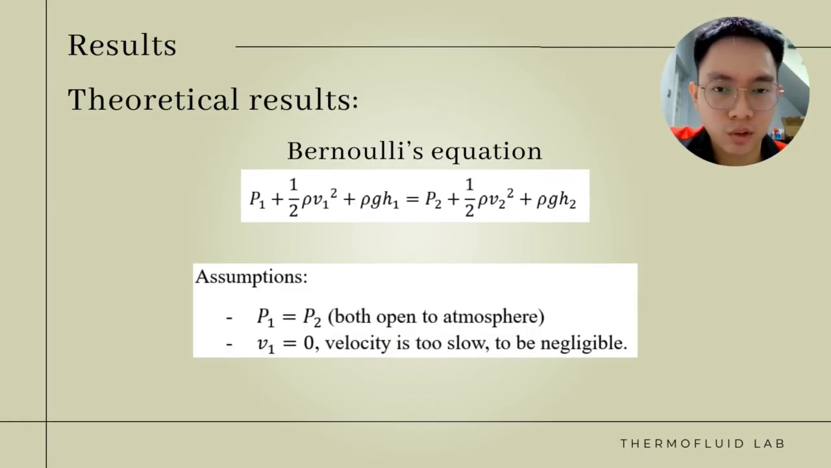Next, we also did the theoretical result, by using Bernoulli's equation to calculate the exit velocity V2. Before that, we make two assumptions: P1 equals P2, because both cups are open to the atmosphere, and V1 is equal to 0 at cup A, because the water decrease is too slow and can be negligible.